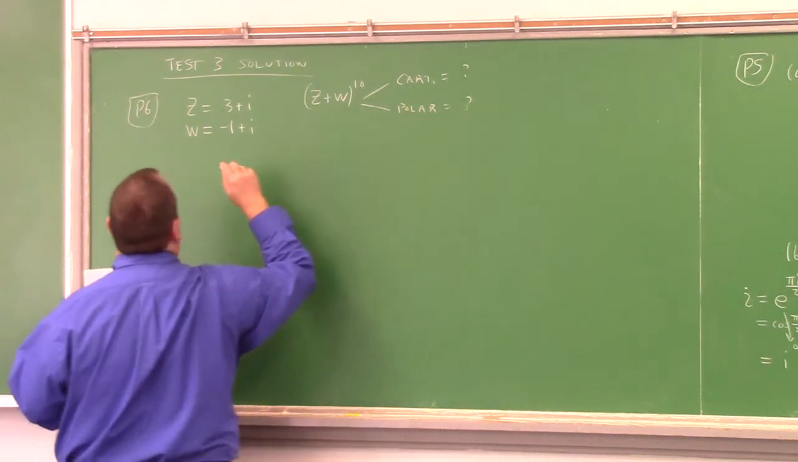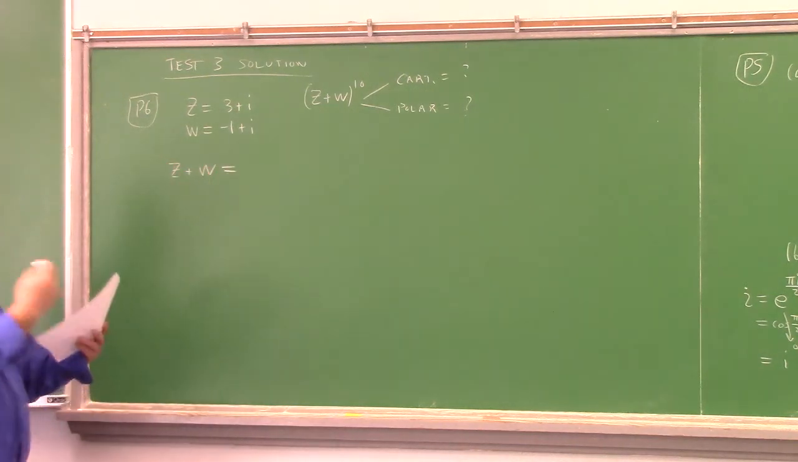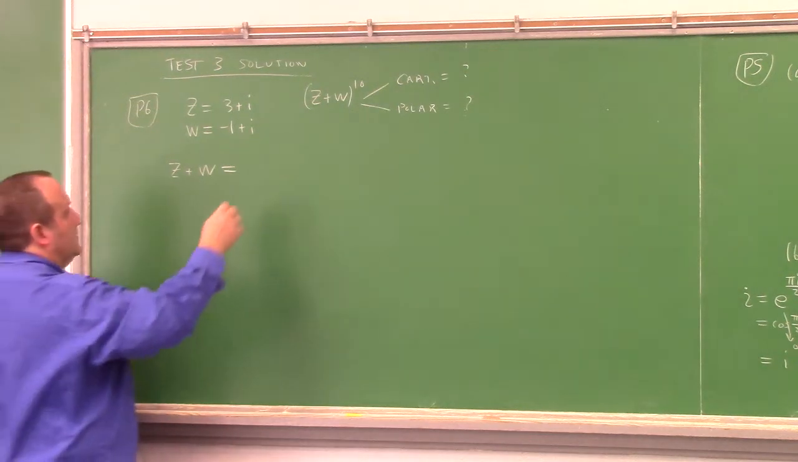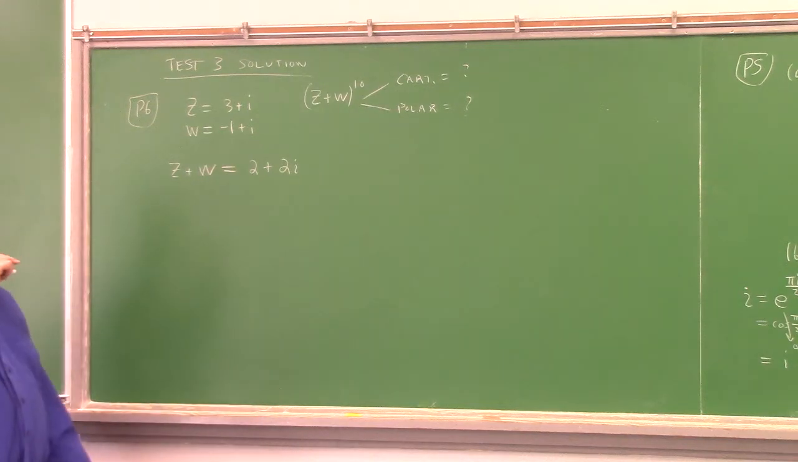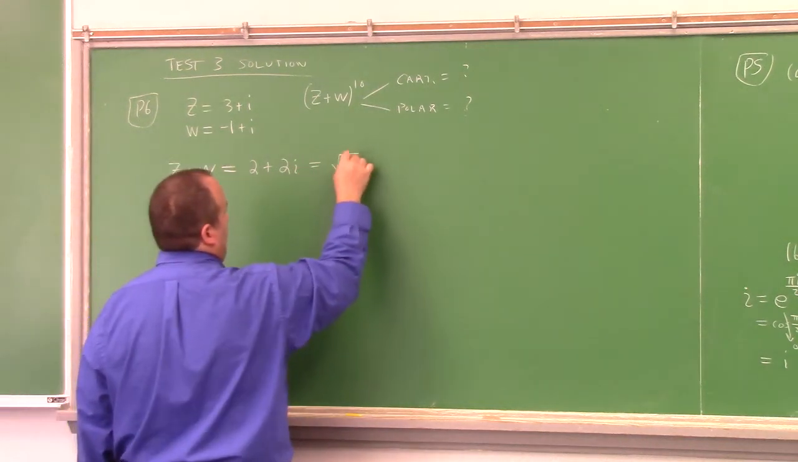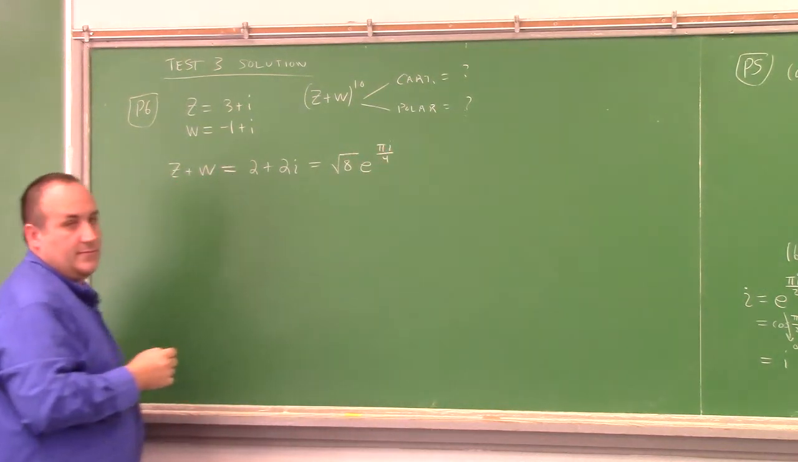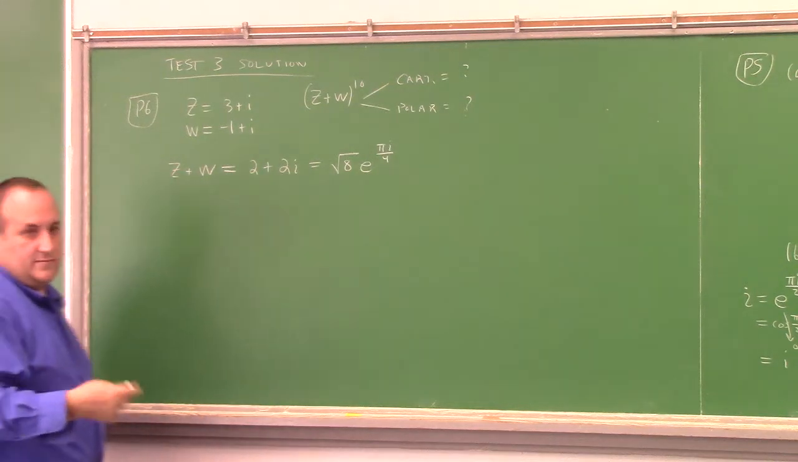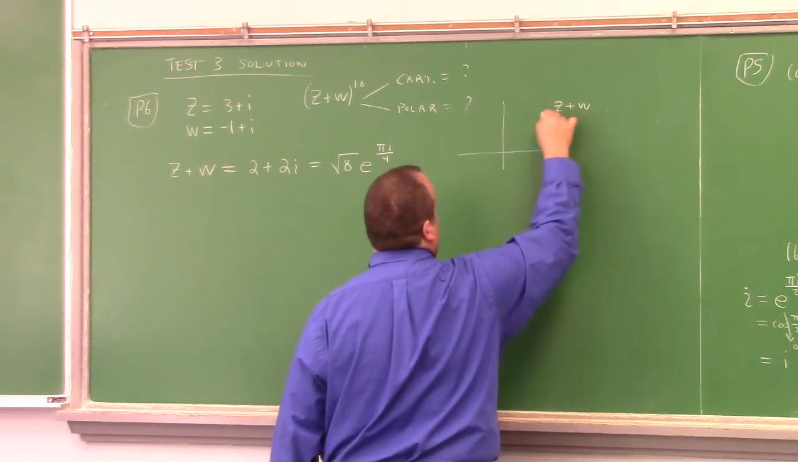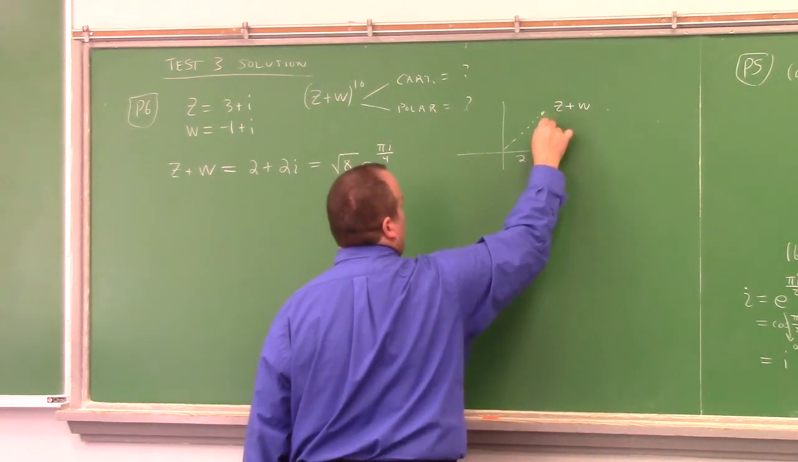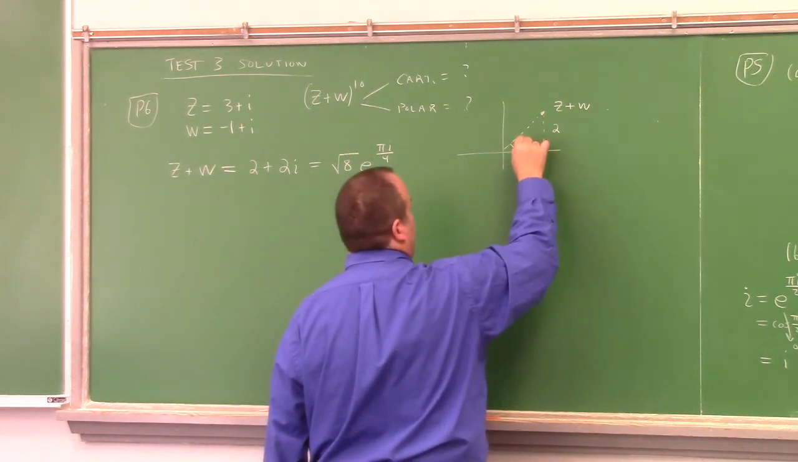All right, so first of all, what's z plus w? Well, that's easy. We just add, right? So we get 2 plus 2i, which, by the way, is square root of 8 e to the pi i over 4. See, you can picture z plus w is here, right? This is 2, this is 2, so that makes this angle 45 degrees, or pi over 4 radians, right?